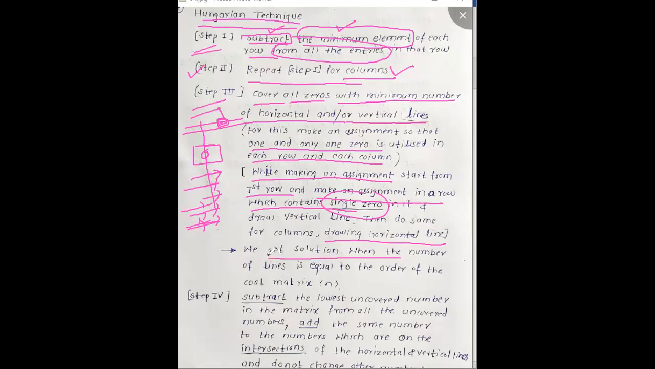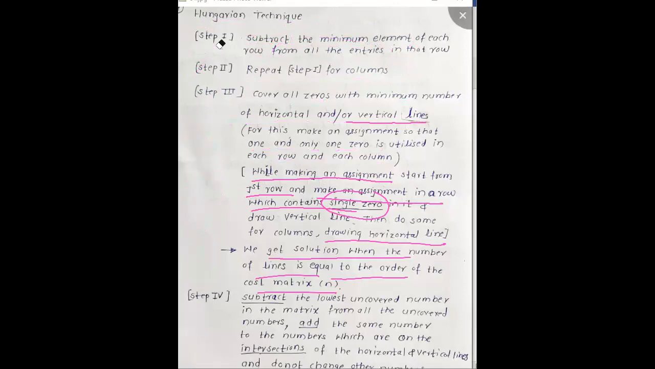Now we get a solution when the number of lines is equal to the order of the cost matrix. In this step, you may get a solution when the number of lines is equal to the order of the matrix. Suppose the order of the matrix is 4, that means there are 4 jobs and 4 machines, and you are getting 4 horizontal and vertical lines. Then in that case, you will get a solution. And what happens if the number of lines is not equal to the order of the matrix? Say the order of the matrix is 5 and we are getting 4 lines. Then this is not an optimum solution.